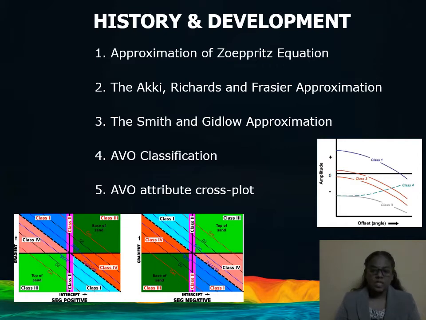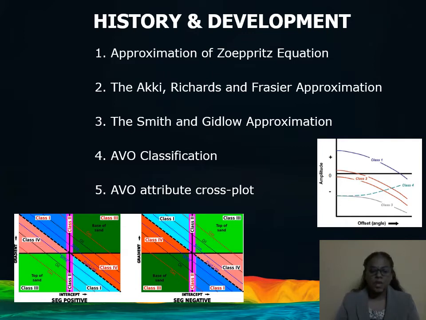Rutherford and Williams' classification of the reflection coefficient curves has become the industry's standard, and it is associated respectively with the 1970s classification of bright spot, phase reversal, and dim-out. The classification was developed for reflections from hydrocarbon saturated formations.